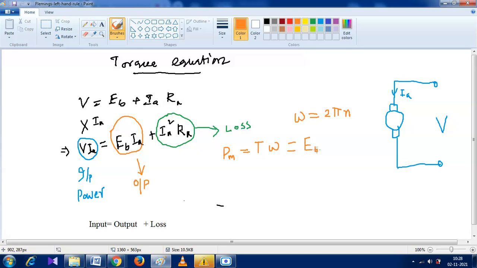Yes sir, I can write like that. Eb into Ia, this is the output power, actually mechanical output power. And suppose a motor rotates with angular speed omega and tau is the developed torque, then the mechanical power is equal to tau into omega, or T into omega. So from that equation we have to determine how much torque is developing.